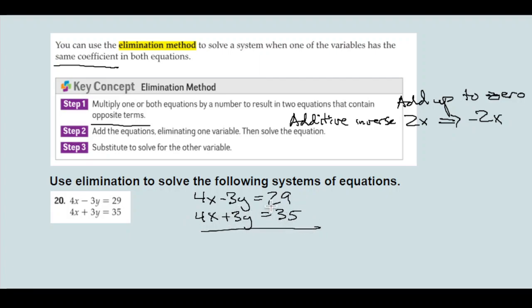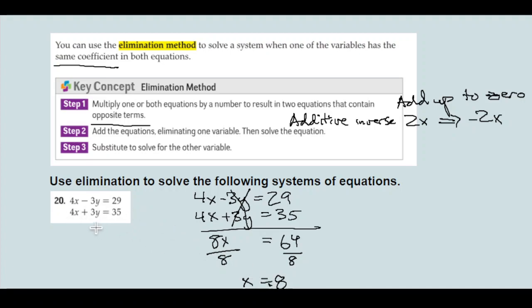When you add 4x and 4x, you get 8x. When you add your y's, they cancel, which is what we want. And 29 plus 35 is 64. So then you solve for x, divide by 8, and you get x is equal to 8. Right away, this is 1,000 times easier than substitution, at least in this example. Then you can take either one of these equations and plug 8 in and see what you get.